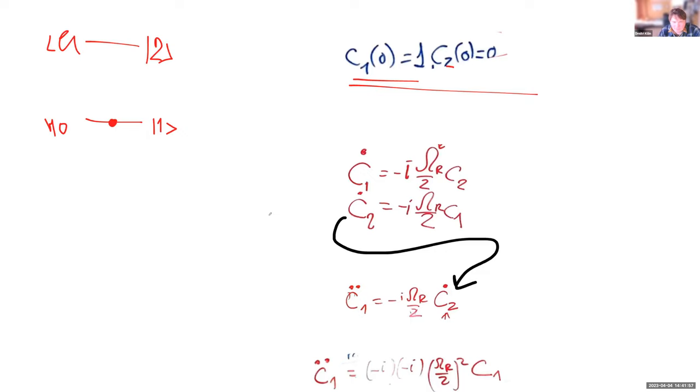So one can apply one more derivative to the first equation. One gets the second derivative of the expansion coefficient of the first state, the first derivative of the second, and then plugs in the second equation.